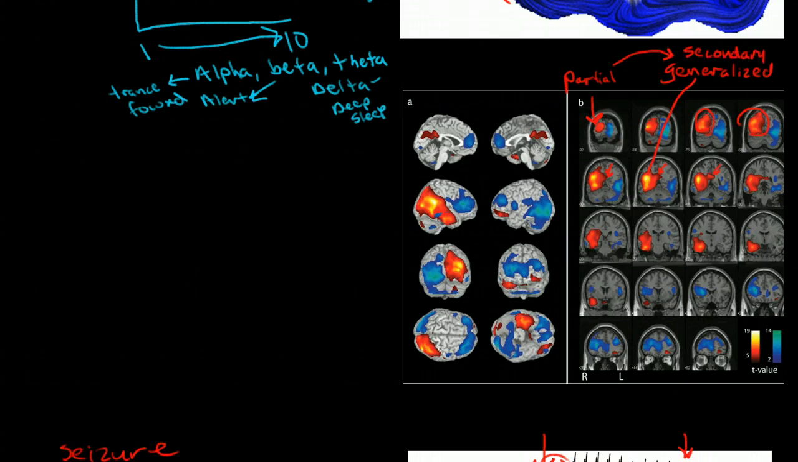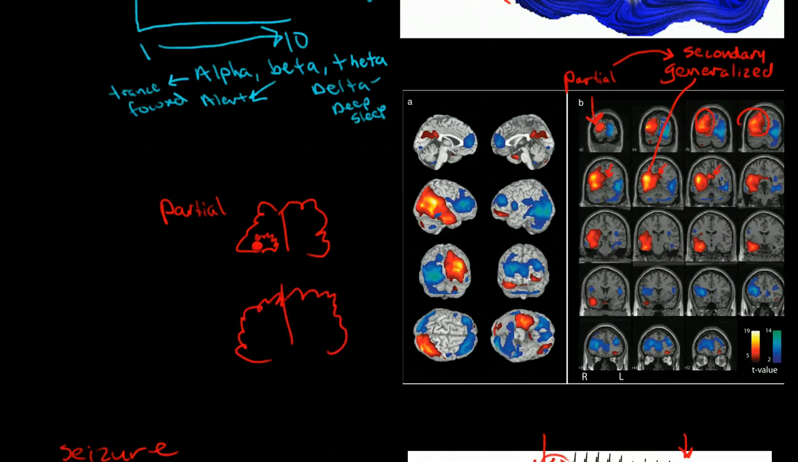So that illustrates the difference. A partial seizure would begin on the right side, and it might spread around here, but it would never get to the left. So that would be a partial. Then this demonstrates the secondary generalized, and a primary generalized would start on both sides of the brain all at once.